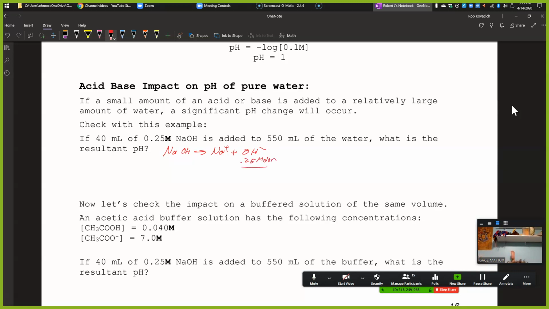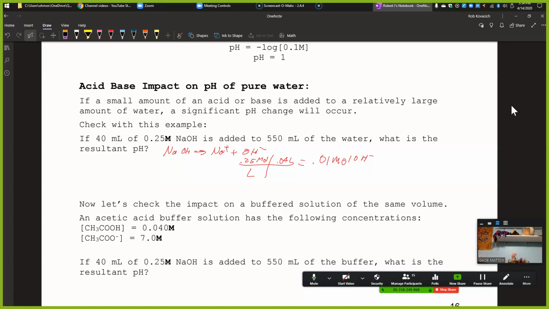Of the hydroxide, sorry. So this is molar, so this is mole per liter. And I've got 0.04 liters because it's 40 milliliters. So 0.25 times 0.04 gives us 0.01 moles of OH negative.